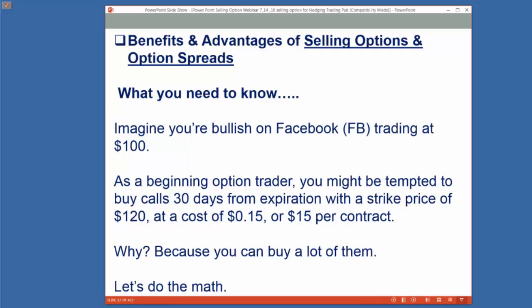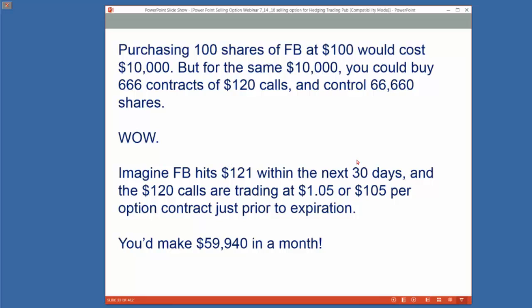Now, why would you do this? Well, when you do the math, you can see that you're going to be able to buy a lot of them. If you were to purchase 100 shares of Facebook at $100, that would cost you $10,000. But for the same $10,000, you can buy 666 contracts of 120 calls and control over 66,000 shares. That's eye-popping when you think about the leverage you're getting there. And then imagine Facebook hits 121 within the next 30 days, and those 120 calls are now trading at $1.05, or $105 per option contract, before expiration.